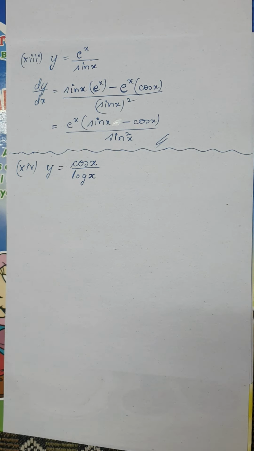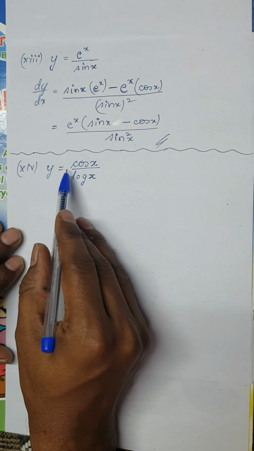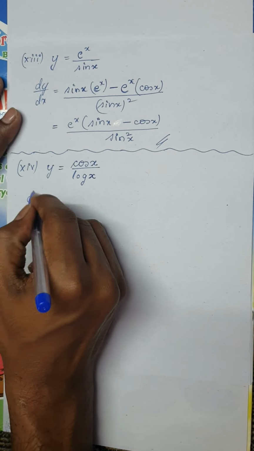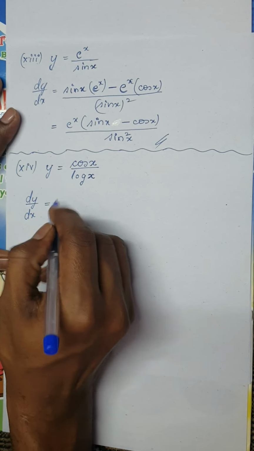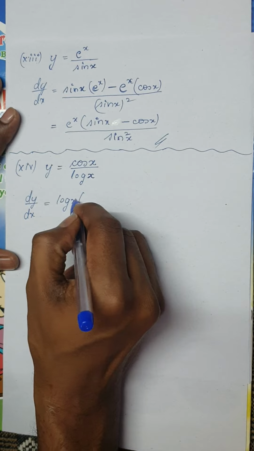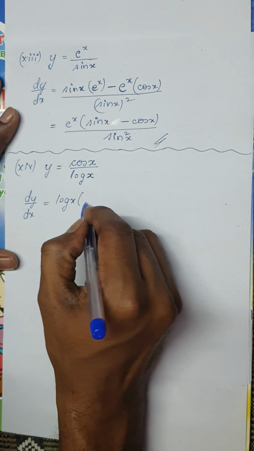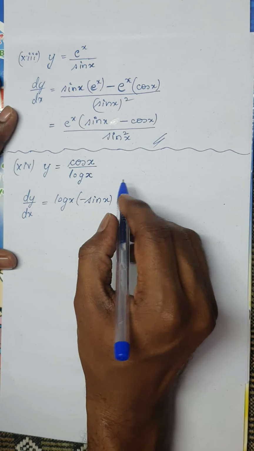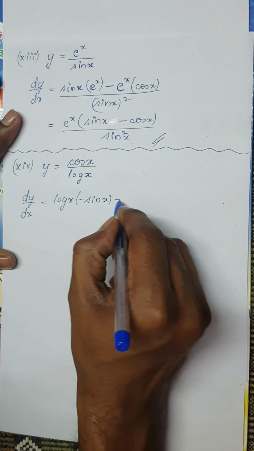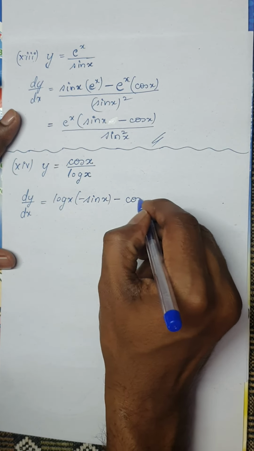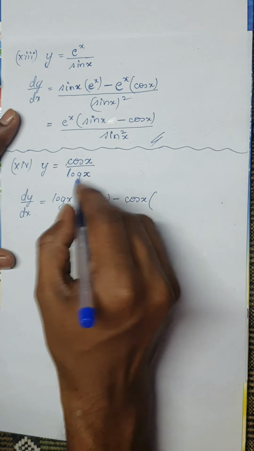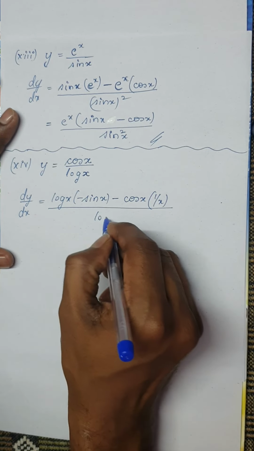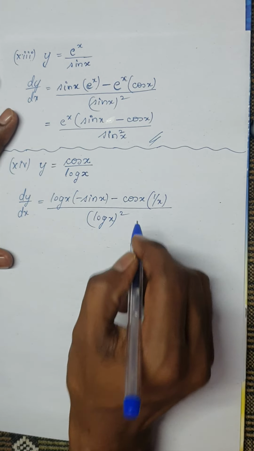Friends, let us solve one last question of this session. I have y is equal to cos x divided by log x. Again, I am going to use the quotient rule here. dy by dx is nothing but keep the denominator as it is and differentiate the numerator. Derivative of the numerator, derivative of cos x, is minus sin x. The in-between term is minus. Now keep cos x as it is. Derivative of log x is nothing but 1 by x. We all know, divided by log x whole square.